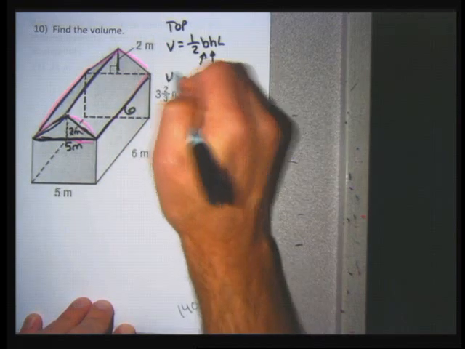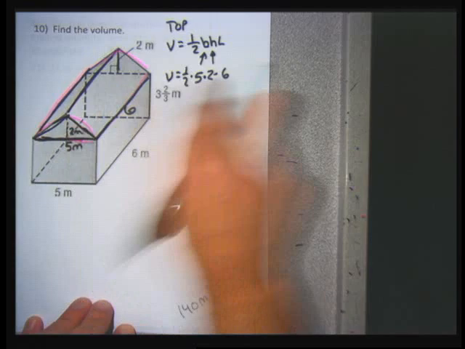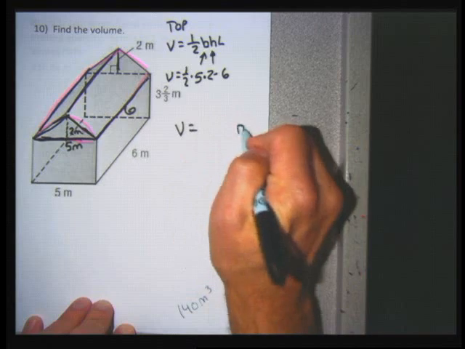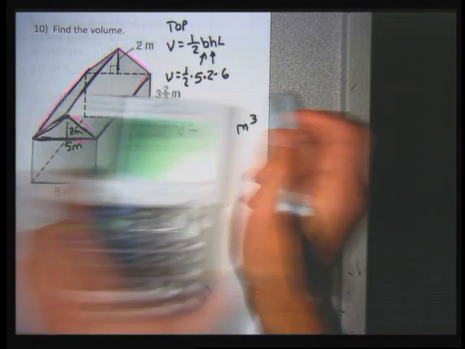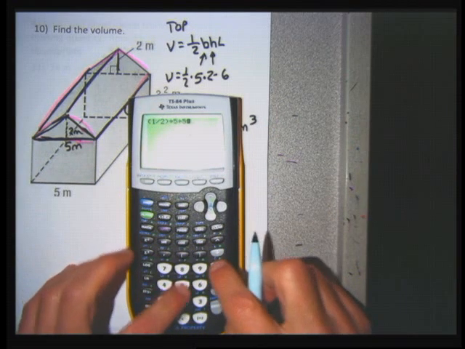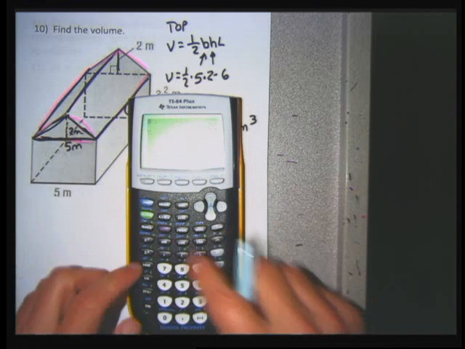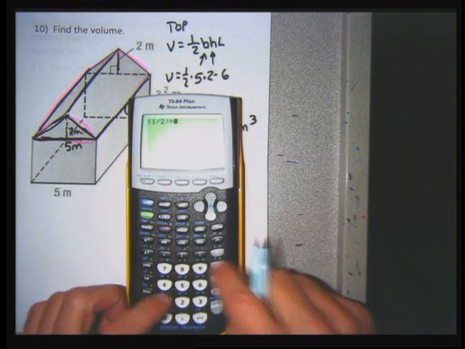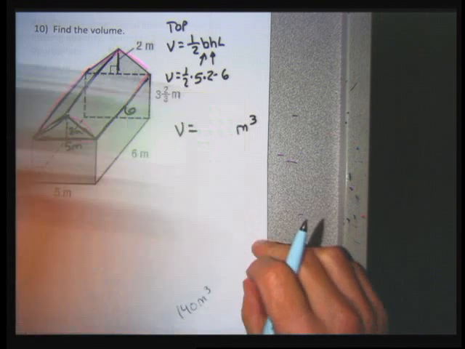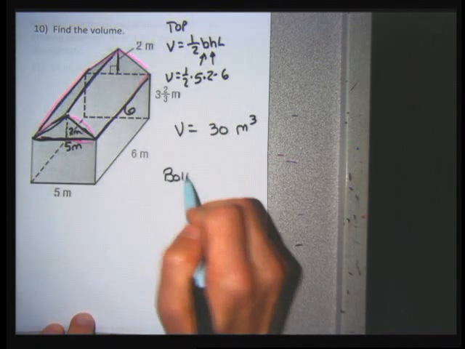So the volume for the top is going to be a half times the base, which is 5, times the height, which is 2, times the length, which is 6, all in meters. So the volume for this is going to be in meters cubed. And then I can do this on my calculator. So I'm going to go parentheses 1 divided by 2 times 5 times 2 times 6. I should get 30. Well, if I type it right, I get that. So I get 30 meters cubed. Now I'm going to do the bottom part, and then I'm going to have to add the 2 together.